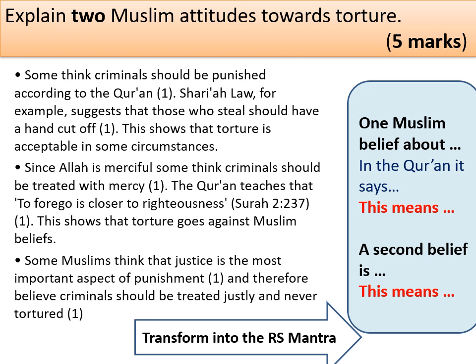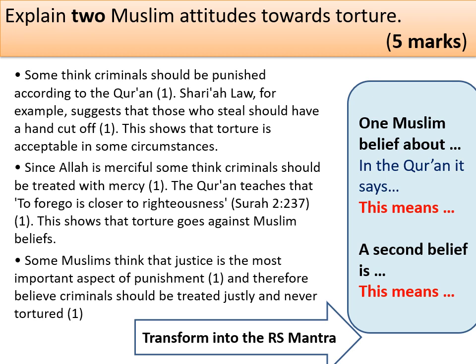So that's one attitude that Muslims could take towards torture. Another: we've looked at the ideas of forgiveness and how Allah is merciful, so that would obviously link into punishment. And the Quran even teaches that to forgo is closer to righteousness. So the idea that although it might be just to punish someone, it might be better not to punish them, to show mercy. And that could be seen to show that torture would go against Muslim beliefs, that it doesn't show the right level of mercy.